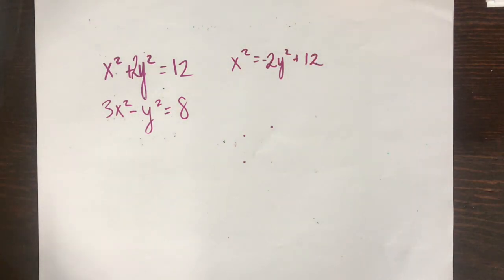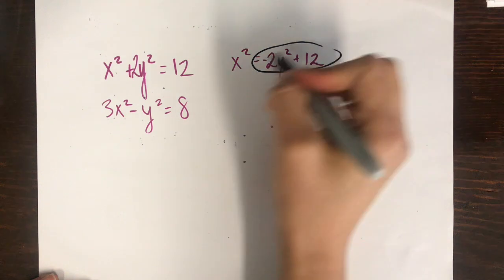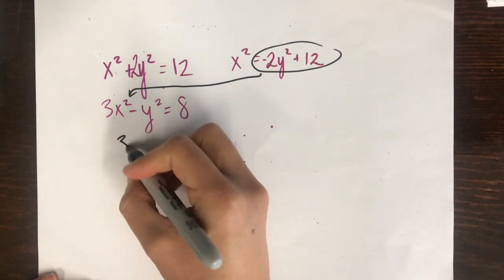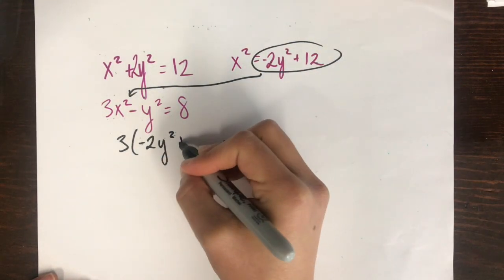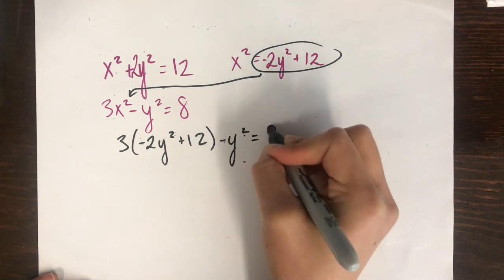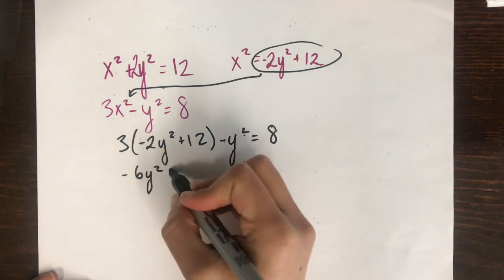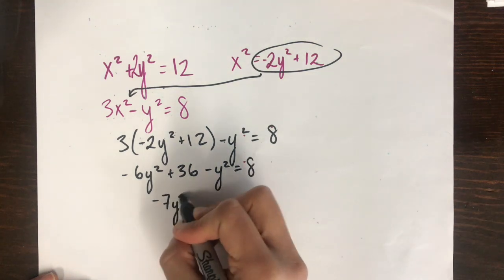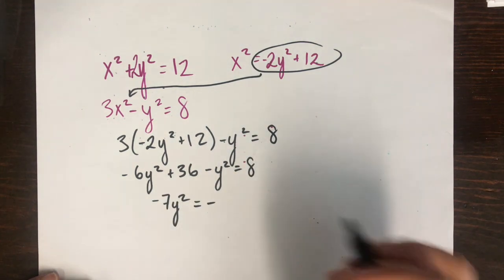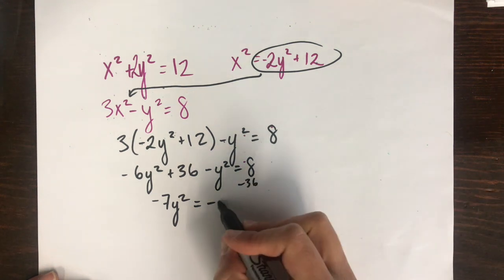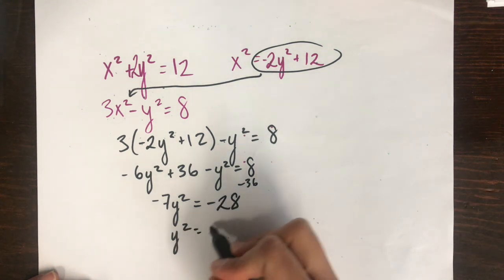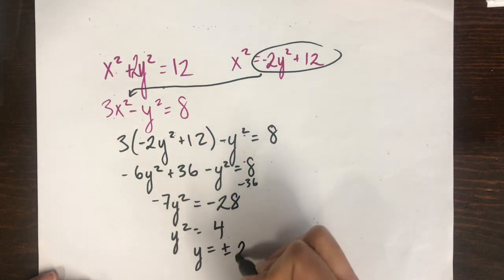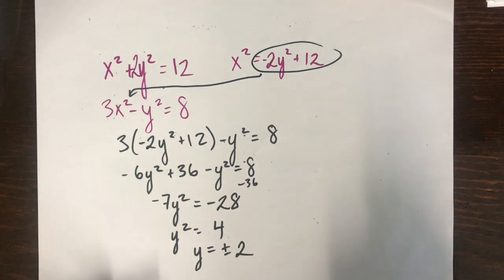The first thing I'm going to do is solve the first equation for x squared. So x squared is equal to negative 2y squared plus 12. And I'm going to plug that into x squared in the second equation. So I get 3 times that quantity minus y squared equals 8. Once I distribute that 3, I have this here, and I'm just going to combine my like terms, the different y squareds. I'm going to subtract 36 from both sides. I end up with y squared is equal to 4 and y is equal to plus or minus 2.